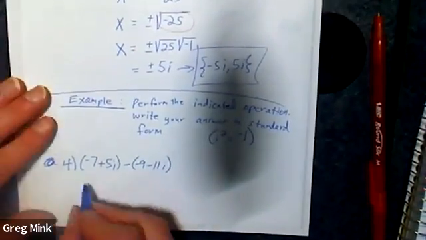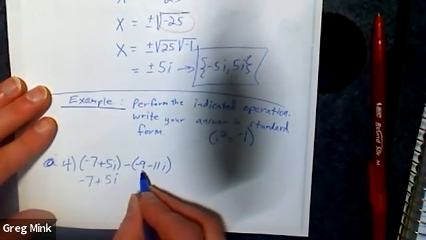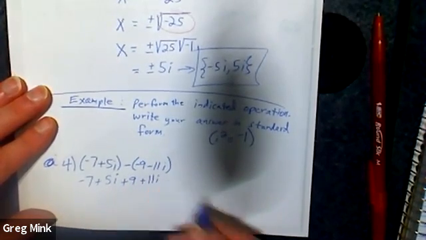So for example here, I'm going to treat the i's just like they're an x. Minus -9 would be +9 and plus 11i. Right?